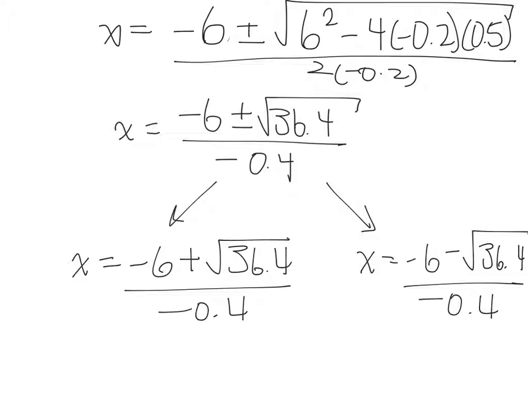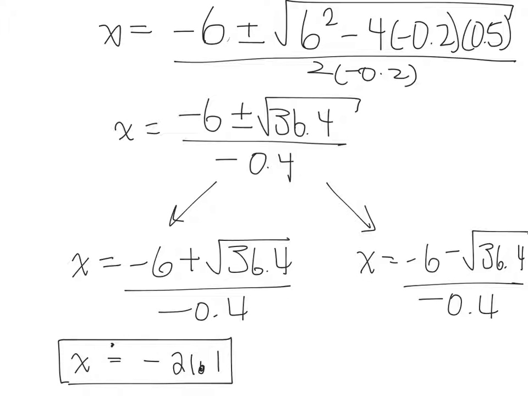Whenever you can get a very easy answer, a fraction or an integer answer, that means you should have been factoring in the first place, which is not really a great thing if you're spending time using the quadratic formula. So if you use a plus sign, you get negative 21.1 approximately. And if you use a negative sign over here, we get -6 minus the square root of 36.4.